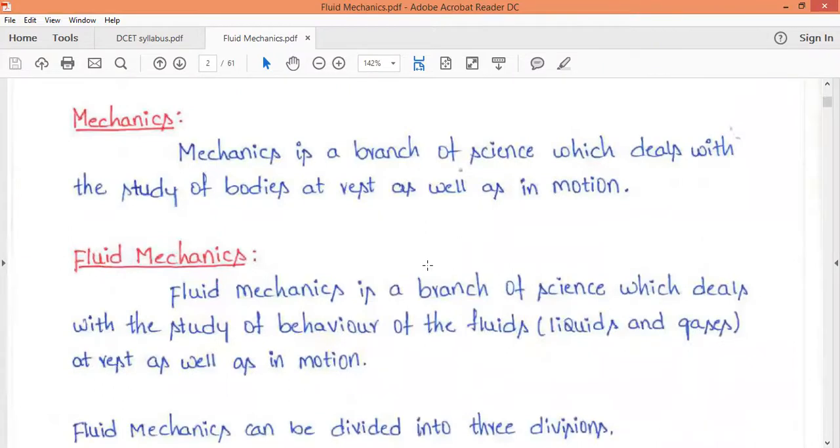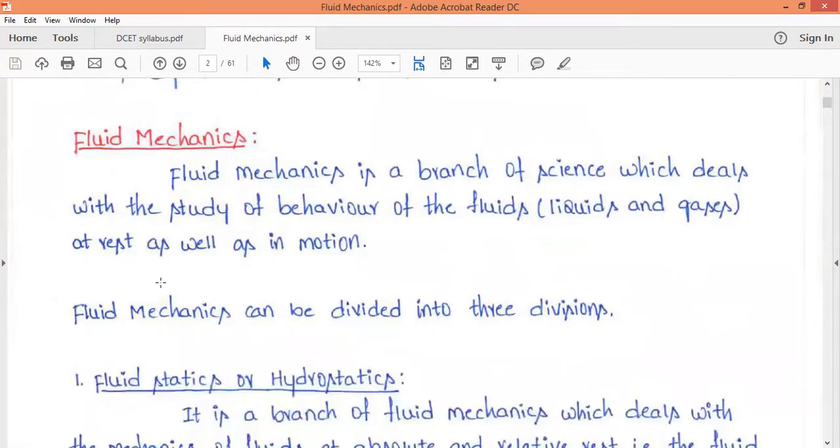Then we need to understand the meaning of the word mechanics. Mechanics is a branch of science which deals with the study of objects or bodies at rest as well as in motion. Now let us combine the meaning of the two words, fluid and mechanics. Fluid mechanics is a branch of science which deals with the study of behavior or the characteristics of fluids either at rest or in motion.